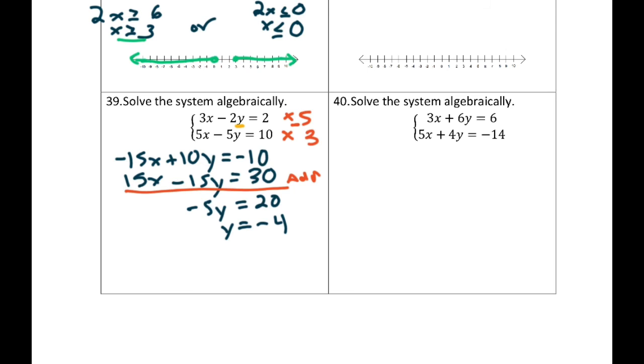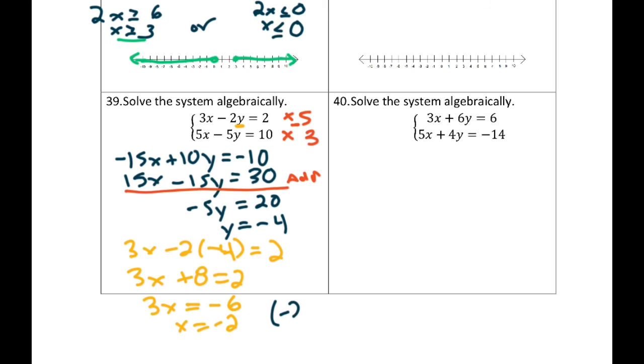I'd then plug in -4 into either of my equations. So I can plug it into the first one. So 3x minus 2 times -4 equals 2. 3x plus 8 equals 2. 3x equals -6. So x equals -2. So the coordinate point where these two lines intersect is the point -2, -4.